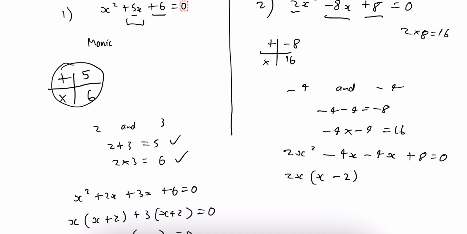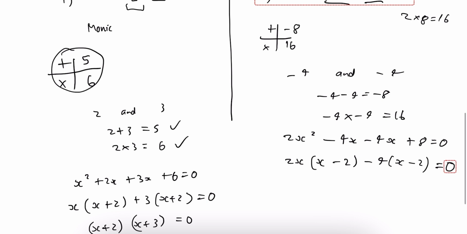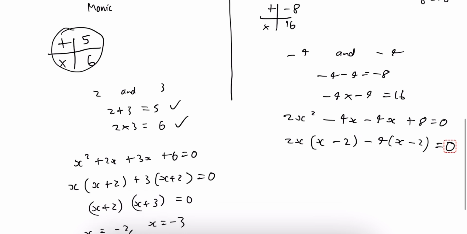But simply, we'll get 2x outside of that, and then here we'll get a -2 outside of x minus 2. Oh sorry, this should be a 4, my bad. Okay, and we can check if we're right via expansion as well. But again, we take what's common in both terms, which is an x minus 2, and then what we're left with is 2x minus 4. And this is equal to 0.